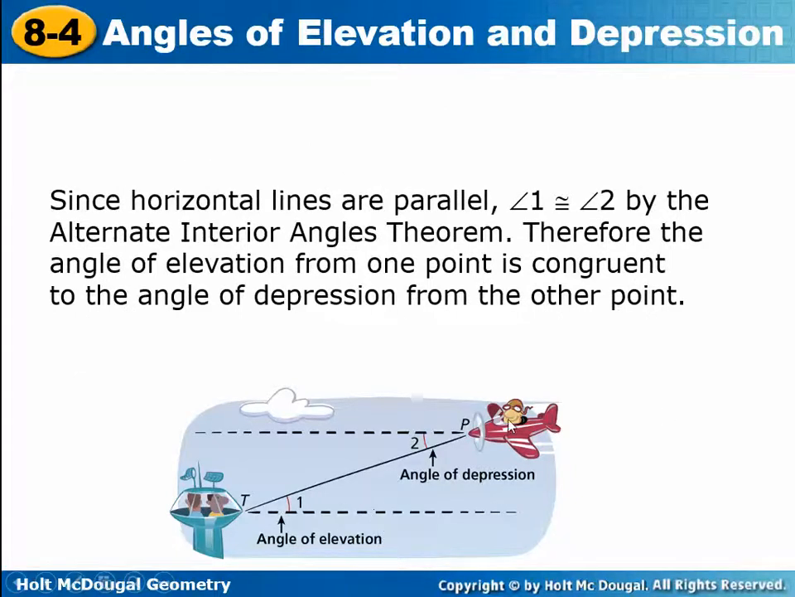Now, actually, horizontal lines are all parallel to each other. So angle one is actually equal to angle two, because we have parallel lines cut by a transversal, and that means alternate interior angles are congruent, so therefore angle 1 is going to be equal to angle 2. So the angle of elevation from one point is congruent to the angle of depression from the other point.